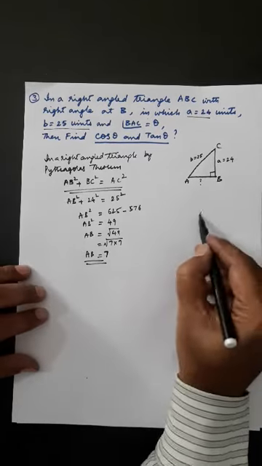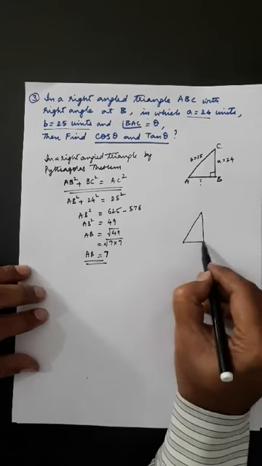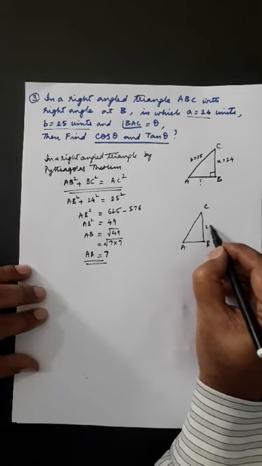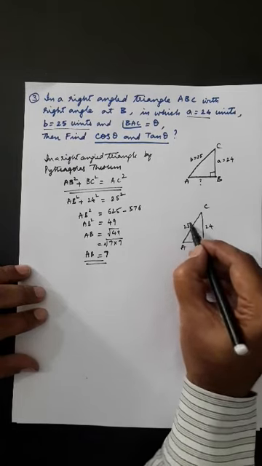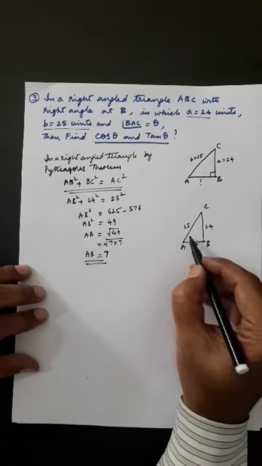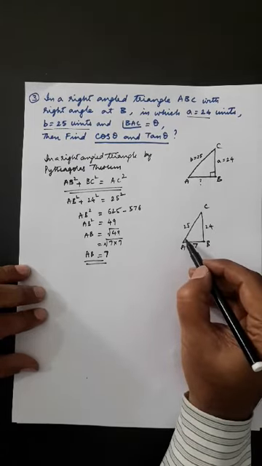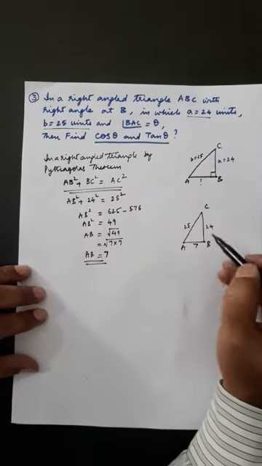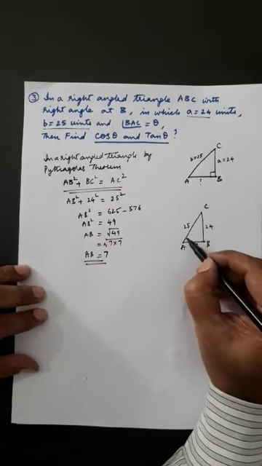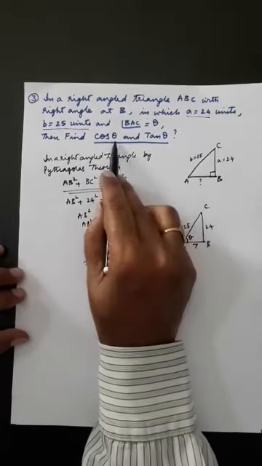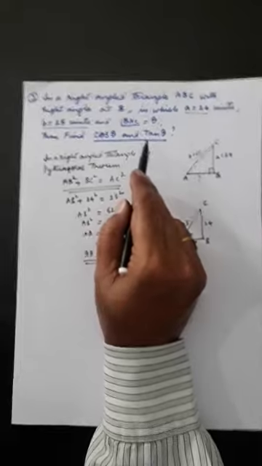If we draw the triangle again, we have B here, A here, C here. This is 24, this is 25 already given, and we got AB as 7. Also given is BAC is theta, so this angle is theta. Now what do we need to find out? Cos theta and tan theta.